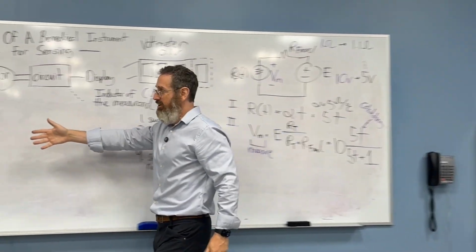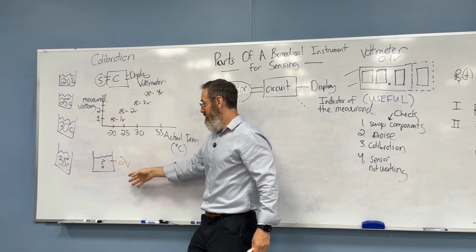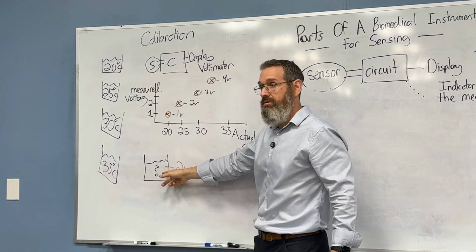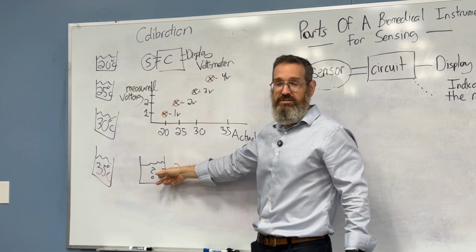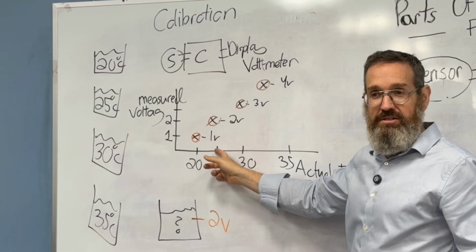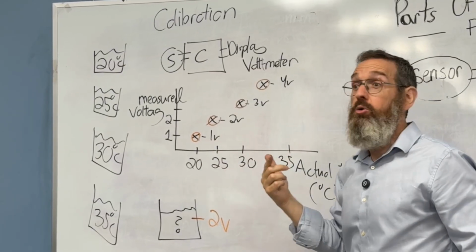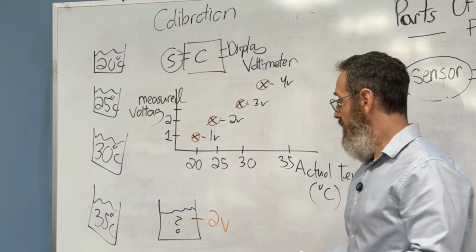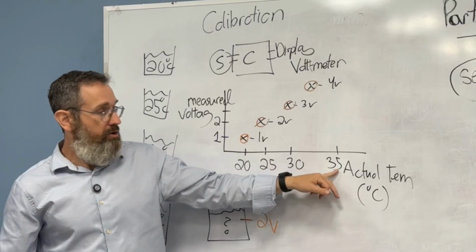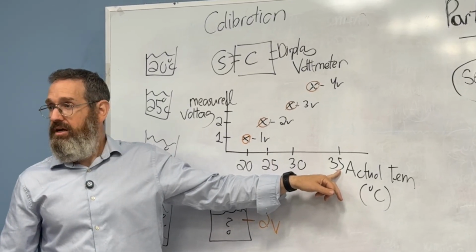However, as I've laid it out here, I haven't even told you what the circuit is. You measure 2 volts. What's the temperature? Not a trick question. What's the temperature? 25 degrees. You just know it. We repeat it and you measure 4 volts. What's the temperature? 35 degrees.